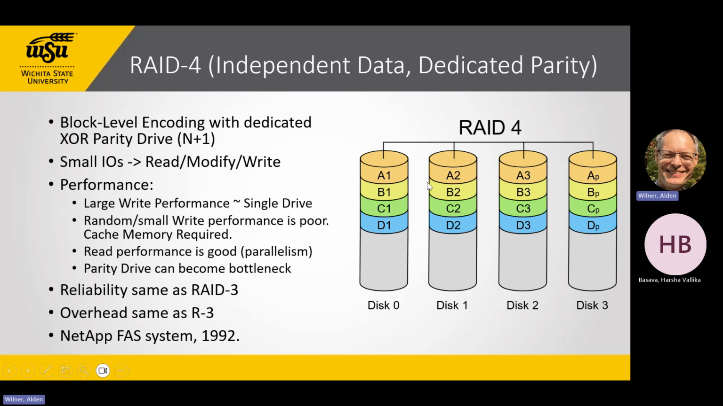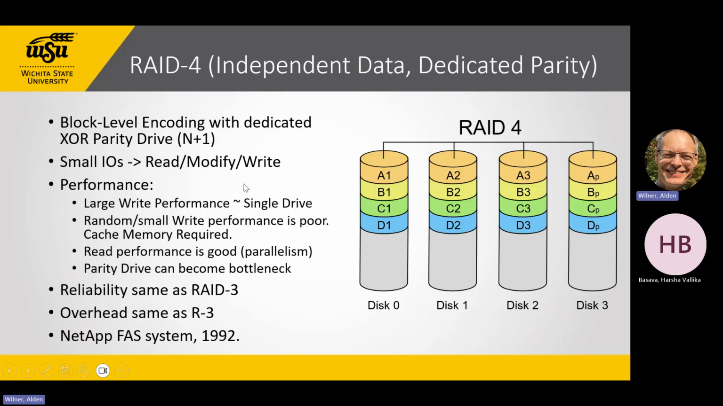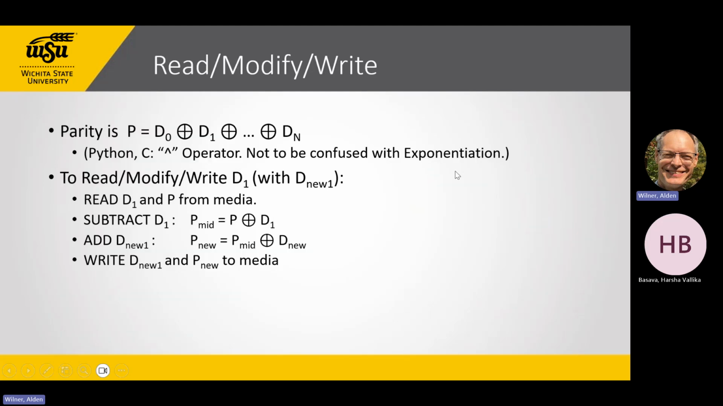If there's a 1 here, a 1 here, a 1 here, we'd put a 1 here. If there's a 1, a 0, and a 1, we'd put a 0 here, right? So we're writing the parity at AP. So to read, modify, write the data, we want to write to drive new, drive 1, drive new 1. We want to take drive 1 here. We want to update the data right here, right? So what do we do? We start by reading D1 and P from the media, both of those drives, just those two.